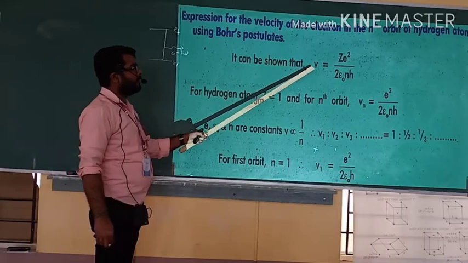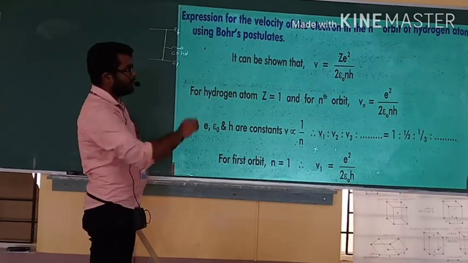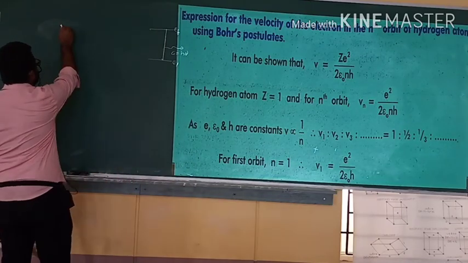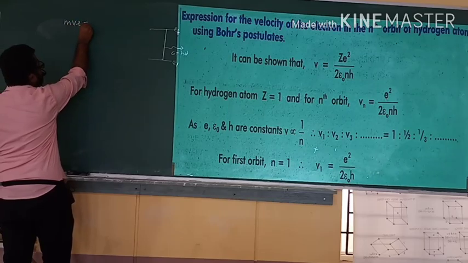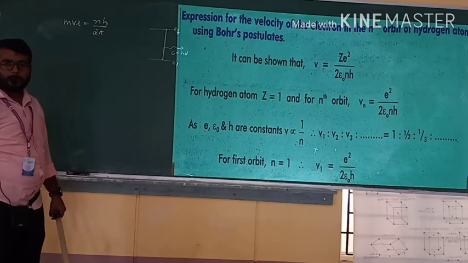So here you can see that the velocity v is equal to Z square divided by 2 epsilon nh. This equation you should remember. By deriving the equation, we start from mvr is equal to nh divided by 2 pi. This is from the second postulate of Bohr.